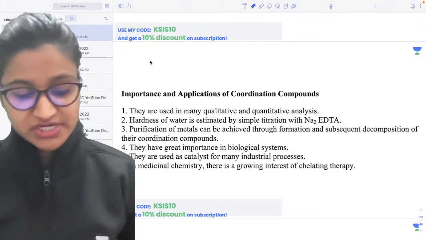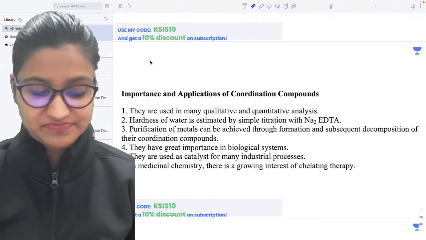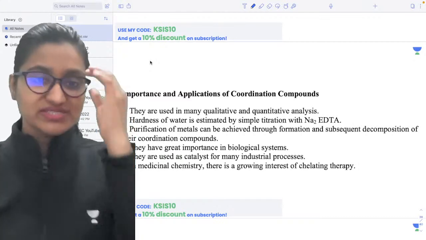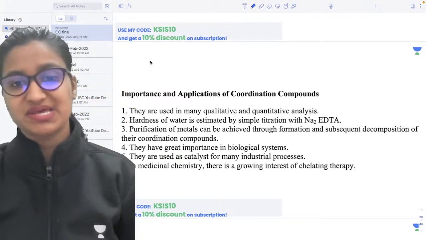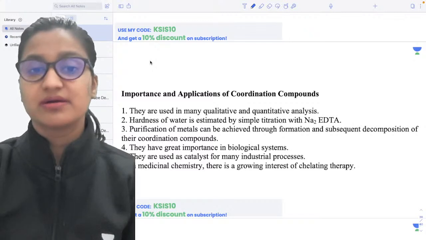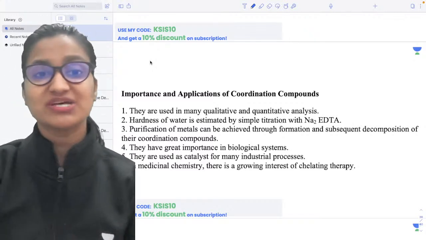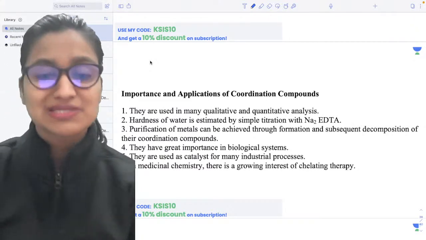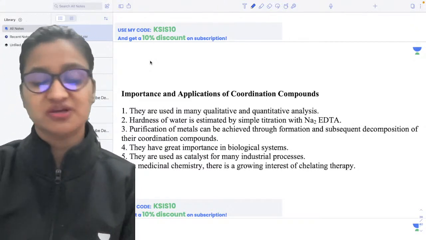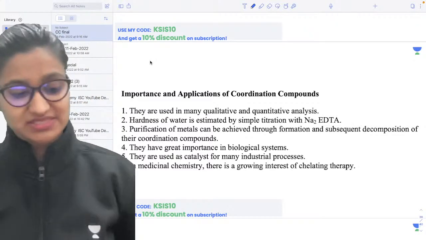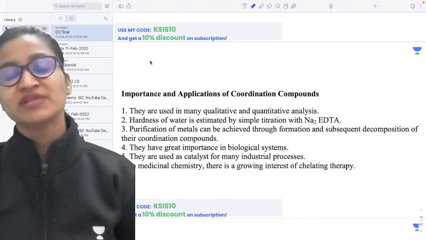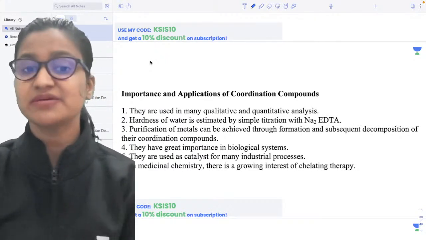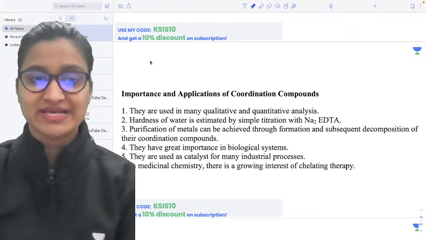I have already told you, as we discussed in the beginning, that coordination compounds are present in our biological system as well, such as in our blood. Hemoglobin is nothing but a coordination compound. Chlorophyll is nothing but a coordination compound. Vitamin B12 is nothing but a coordination compound. Okay, so these are all coordination compounds, and they have great importance in the biological systems as well.